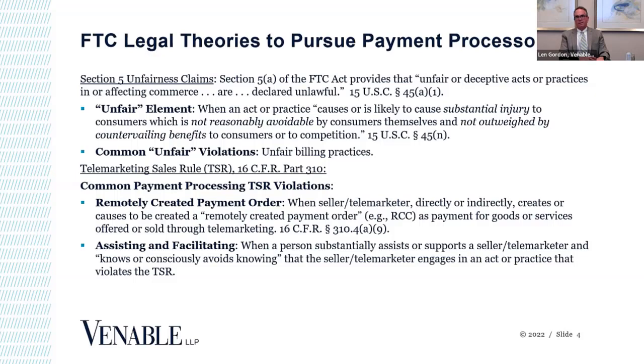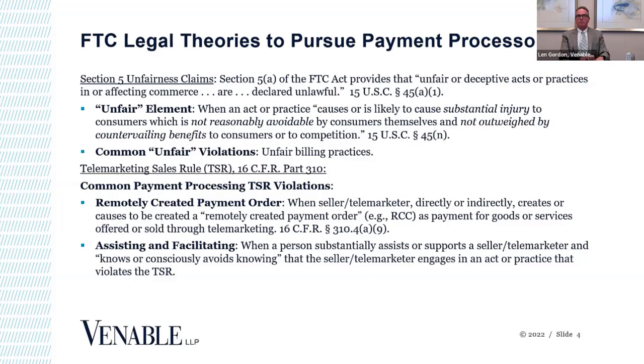There have been lots of challenges to this, saying chargebacks are a means by which the consumer could avoid the harm. Courts have not looked typically very favorably at those arguments, but they will continue to be pressed, I bet. The FTC makes broad use of the Telemarketing Sales Rule. There is a provision in there that outlaws using remotely created payment orders as payments for services sold through telemarketing.